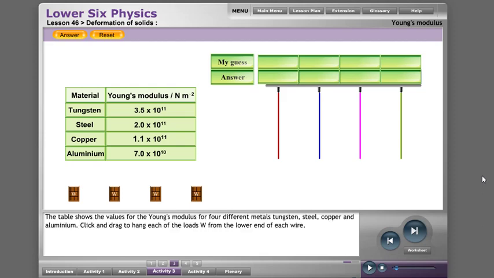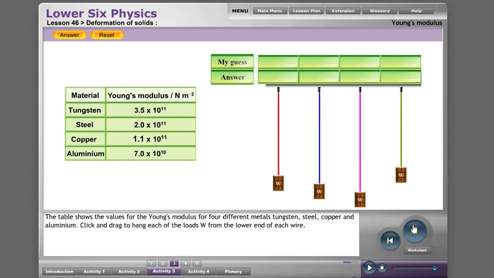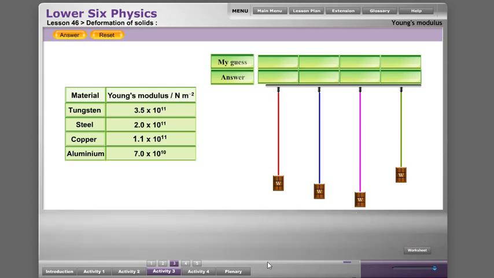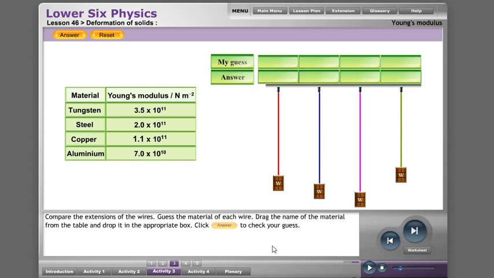The table shows the values for the Young's modulus for 4 different metals: tungsten, steel, copper, and aluminium. Click and drag to hang each of the loads W from the lower end of each wire. Compare the extensions of the wires. Guess the material of each wire. Drag the name of the material from the table and drop it in the appropriate box. Click Answer to check your guess.